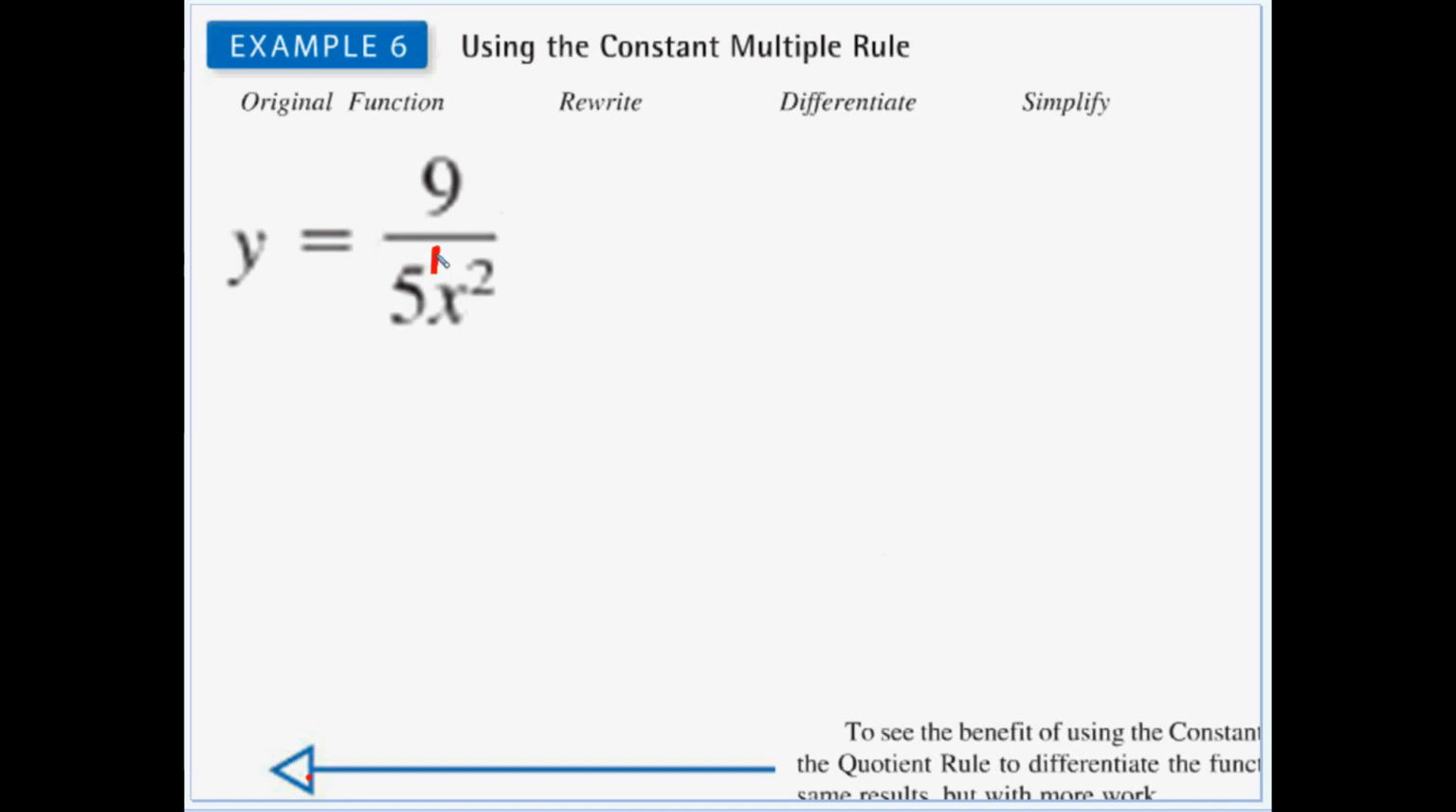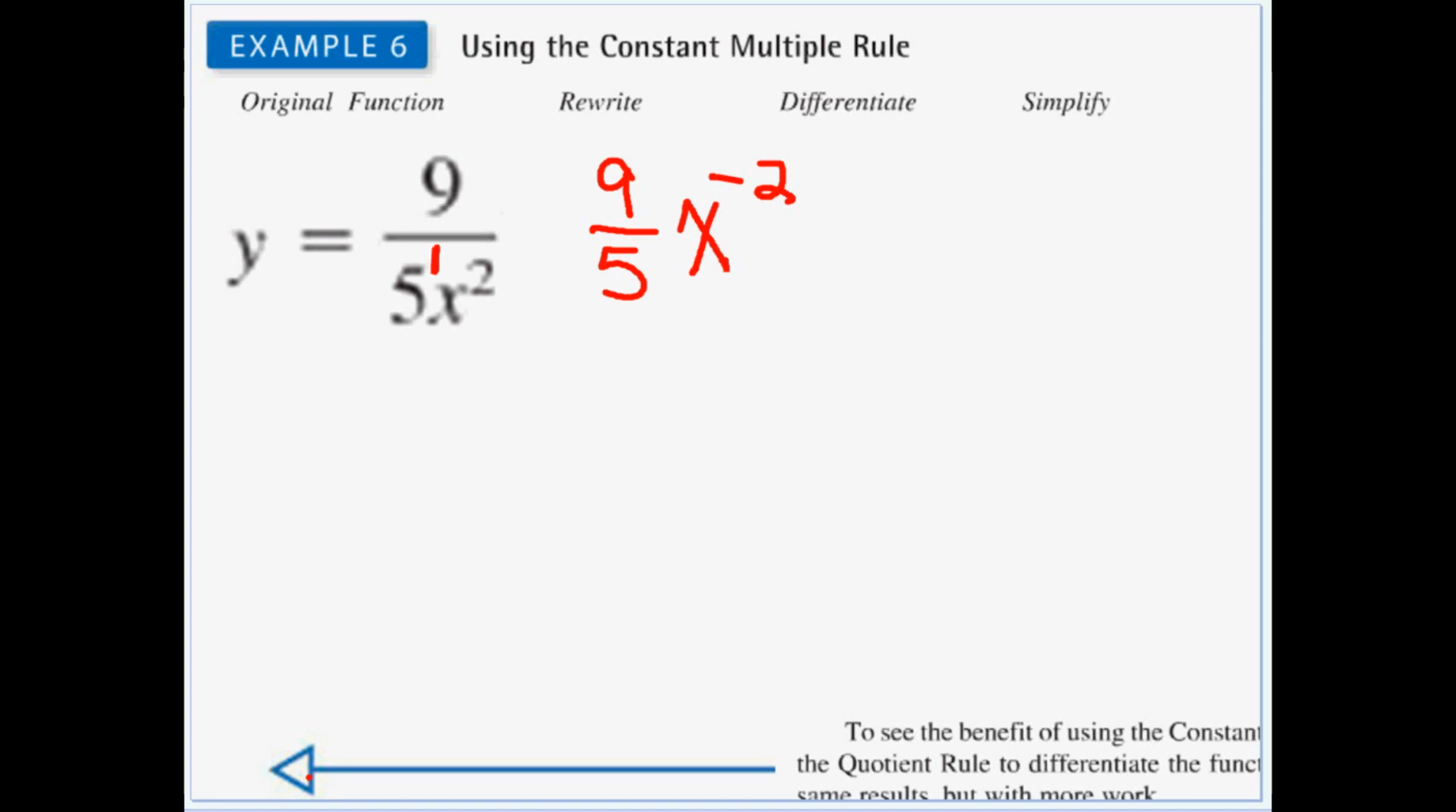Now be careful, the 5 has an exponent of 1. The 5 is not going anywhere, it's staying down there. The x squared escapes the denominator where it becomes x to the negative 2. Now I don't know, have we done one with a negative exponent yet with the power rule?